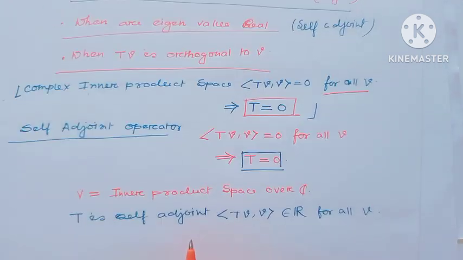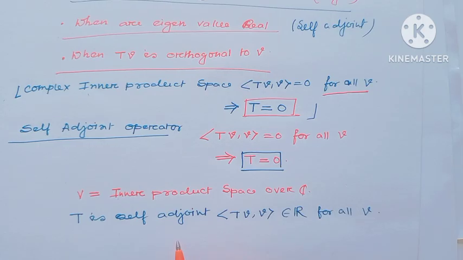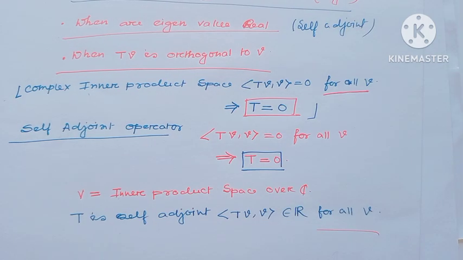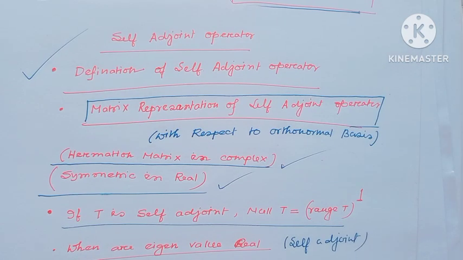Next, when the vector space is an inner product space over the complex field, then T is self-adjoint if the inner product of TV with V always belongs to R, and this is true for all V. I hope all my viewers have understood. This is today's goal of this lecture.